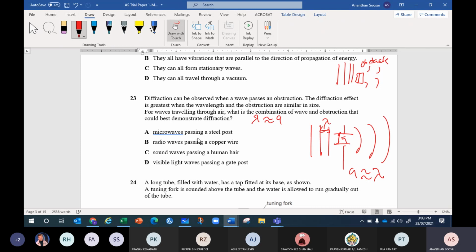So first case, microwave passing a steel post. Steel post, what is the thickness of the steel pole? It's around 10 centimeter.